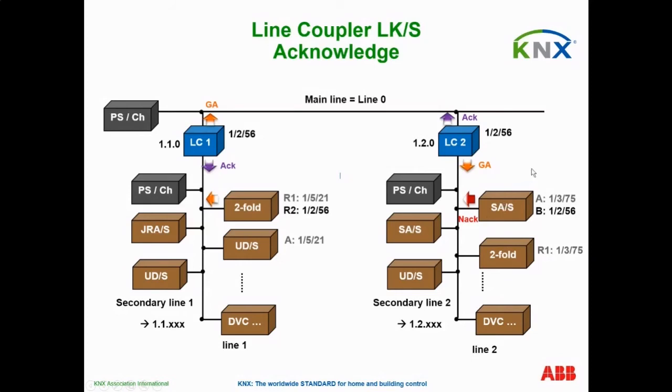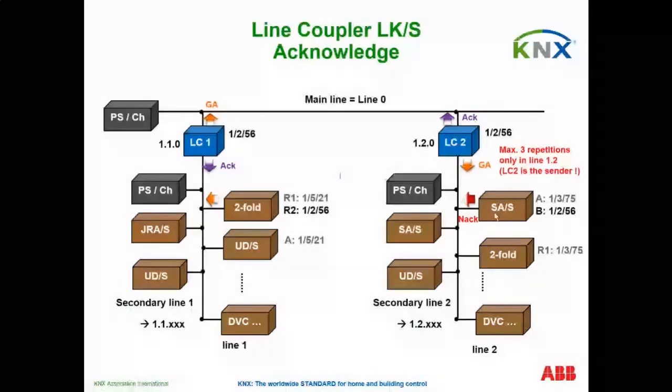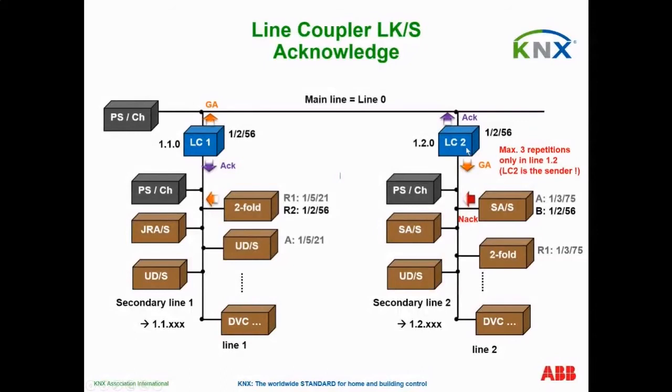Please send it again. So what will happen is line coupler two will send the telegram. None of the other devices will send it. It only comes from line coupler two. Line coupler two sends it. If it's acknowledged the next time, that's it. Everything's finished. But as I said, he will send it three times maximum. It's important to remember he sends three telegrams. If they're not acknowledged, we don't send it anymore and the relay does not trigger.